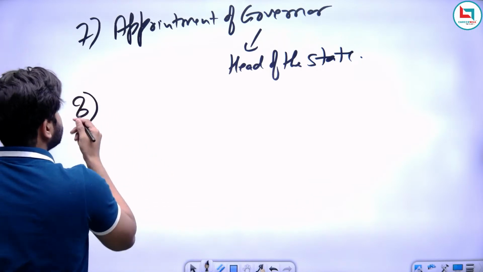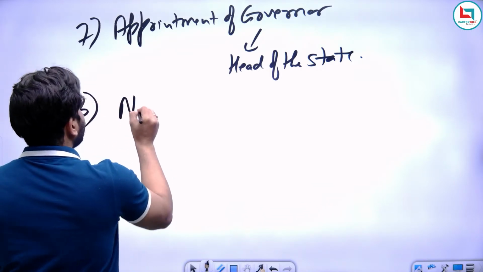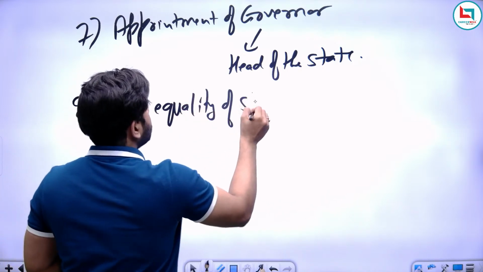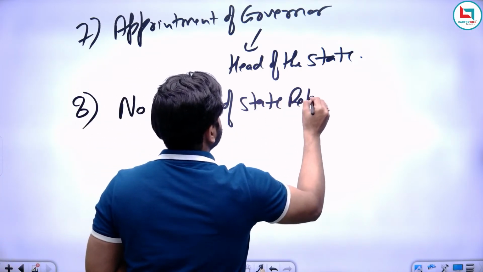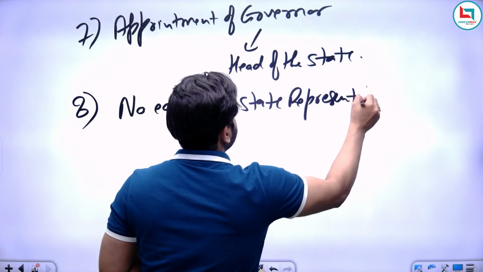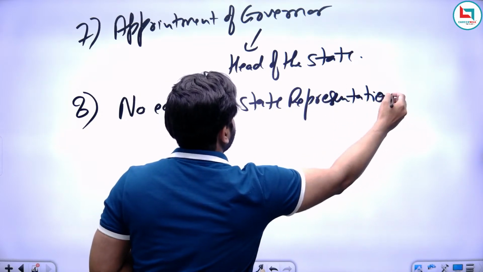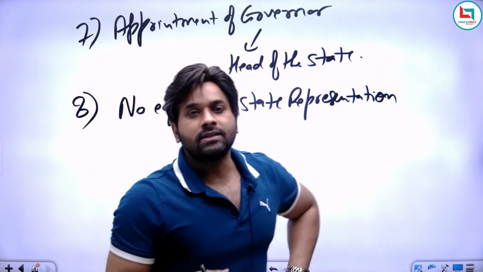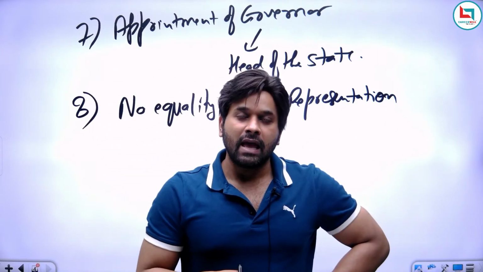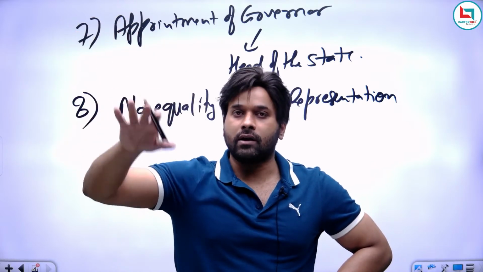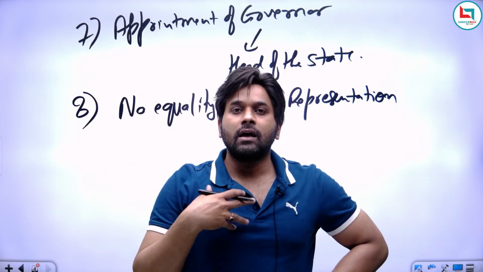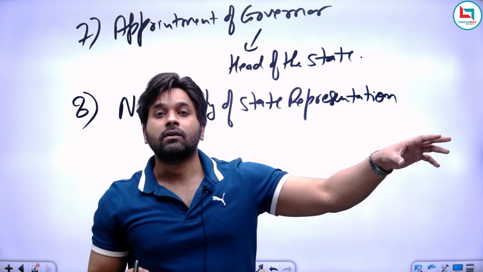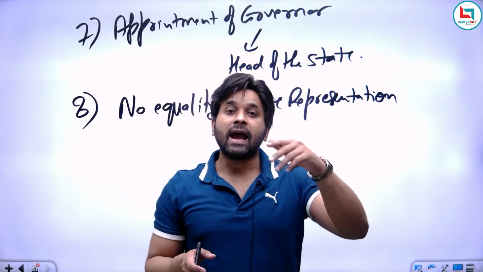Then the eighth feature is no equality of state representation. Now what does it mean? No equality of state representation simply means, compare this with the USA. In the United States, there are a total of 50 states, and in their upper house there are a total of 100 seats. Their upper house is known as the Senate and our upper house is known as Rajya Sabha.